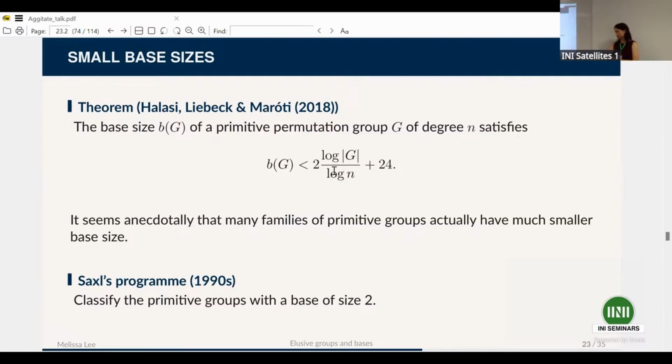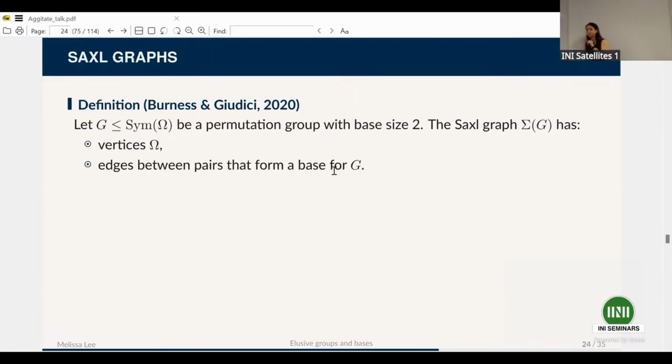So Jan Saxl proposed, I think in the 1990s, that perhaps we should set about classifying the primitive groups with base size 2. And this has been an area of a great deal of research. It was the topic of my PhD, and there's been an enormous amount of work on it. But this program of classifying primitive groups with base size 2 actually gave rise to a graph that was defined fairly recently, which is what I'm going to talk about now.